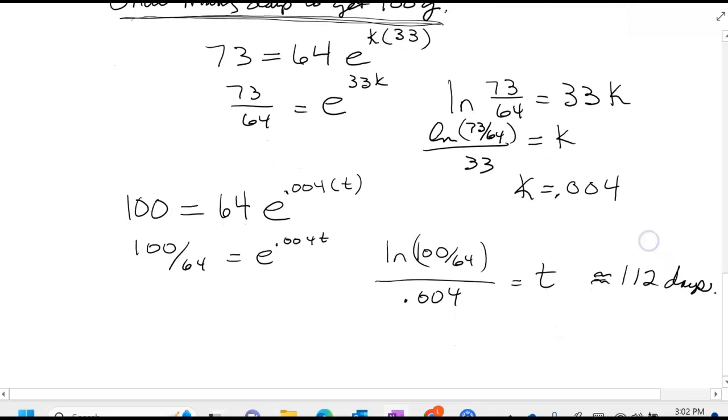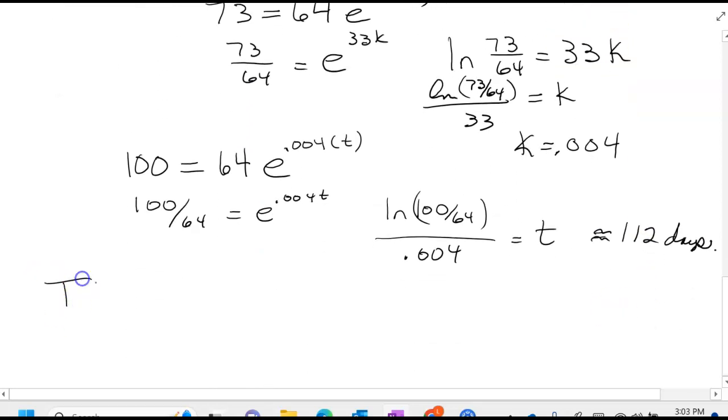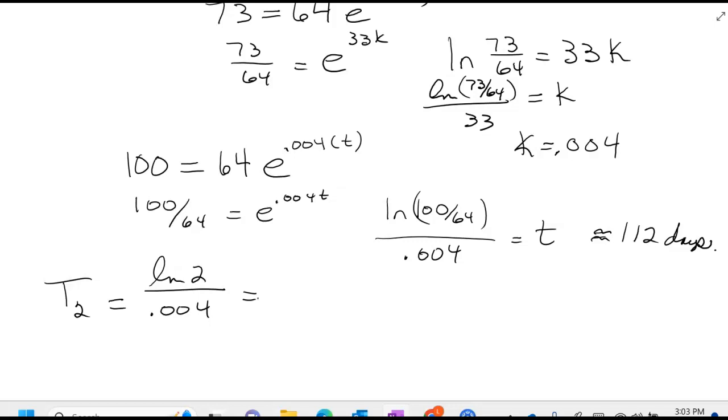Yeah, they're that easy. I can ask a follow-up question. Remember, we started at 64 grams. We have not yet doubled in weight. So let's figure out how long it will take to actually double in weight. That's that T2 function, which is simply ln of 2, since we're doubling, divided by our rate constant. So let's do ln of 2, which is like 0.693, divided by 0.004. It's a little more than 173 days.